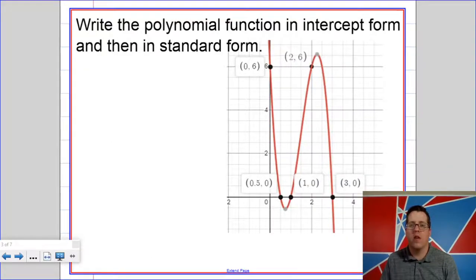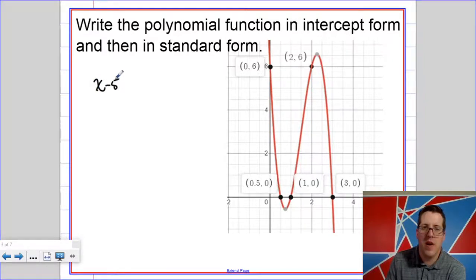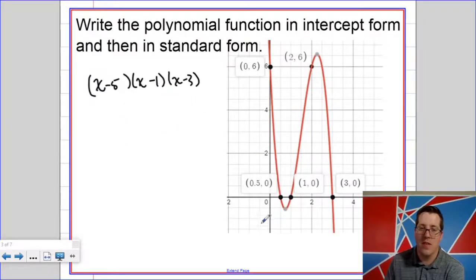All right, this is our, I think, second to last example. Write the polynomial function in intercept form and then in standard form. Okay, so I see these 3 zeros, x minus 5, x minus 1, and x minus 3. Or, I see the zeros of 1/2, 1, and 3, and I write them in like this. So, sorry, that was a 0.5.